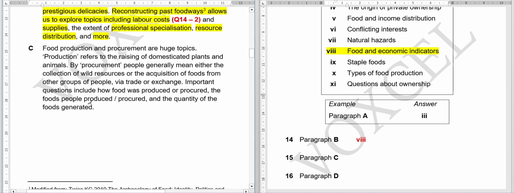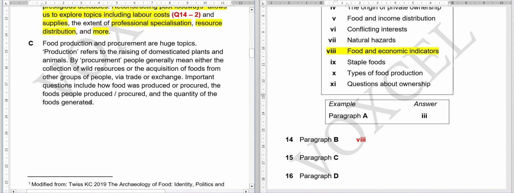Moving on to the C paragraph. Food production and procurement are huge topics. So now they're saying producing. Okay, what does this word mean? Procurement. Yeah, procurement is acquisition, you can say, or you can say to purchase. Okay, food production and procurement are huge topics.